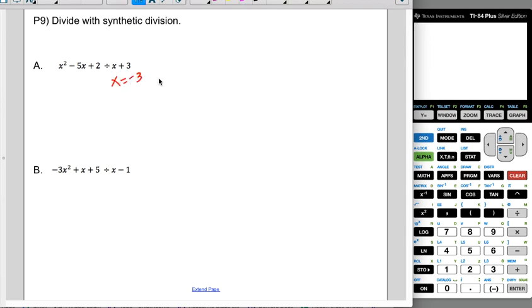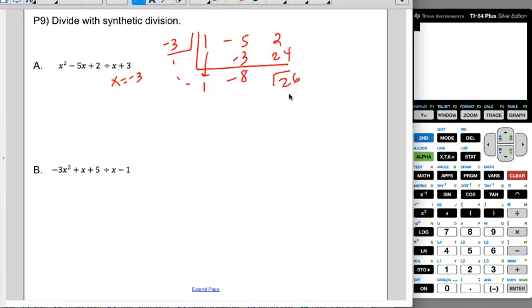It's okay if you can skip to x equals -3 just in your head by saying x plus 3 equals 0, so x must be negative 3. My top box has this negative 3, and then I have 1, negative 5, 2 across the top for the coefficients of the dividend. I drop the 1 straight down, multiply, add straight down, multiply, add straight down. This is my remainder, my number, and my x. So I get x minus 8 plus my remainder over my divisor.